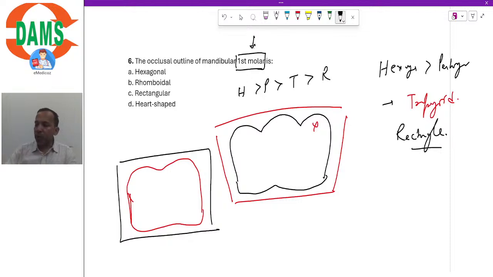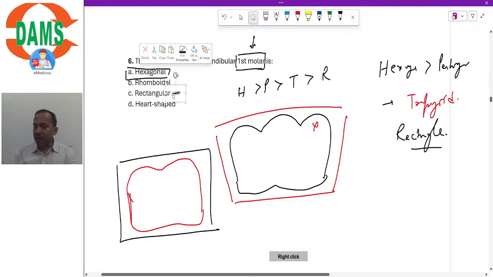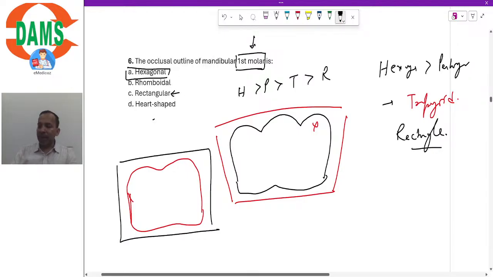हम यहाँ पर first molar की बात कर रहे हैं. So the most common occlusal outline for mandibular first molar is hexagon, and the least common would be rectangular, right? Since we have hexagon here, we will go with hexagonal. Though we also have this rectangular option, yet we have chosen hexagon because this is the most common outline.